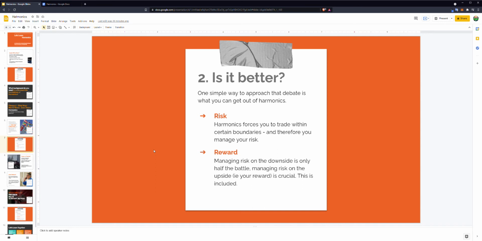And I think it's pretty much fair to say that in terms of what we're going to be discussing here, there's a pretty simple approach to answering that simple question. If we look at it from a basis of risk, harmonics forces you to trade within certain boundaries, and therefore you manage your risk. And if we look at it from reward, managing risk on the downside is only half the battle. Managing risk on the upside, i.e. your reward, is crucial, and that's also included in what we'll be discussing here. So that makes it better, at the very least. Yes, well, the risk side of it means that it definitely isn't getting any worse.